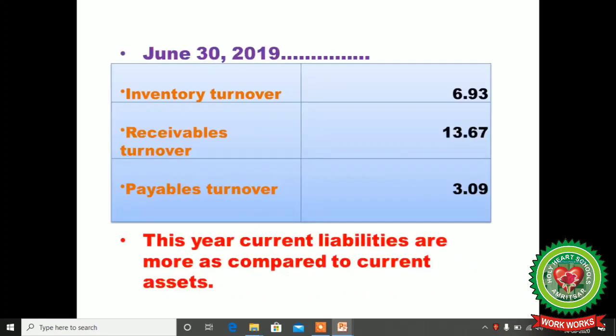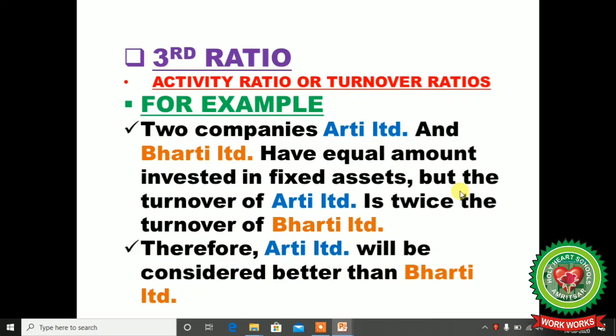For example, P&G products, you know very well. So here is the data of this company, June 30th 2019: inventory turnover of this company 6.93, receivables 13.67, and payables 3.09. So here receivable turnover of this company is more and payable turnover is less.